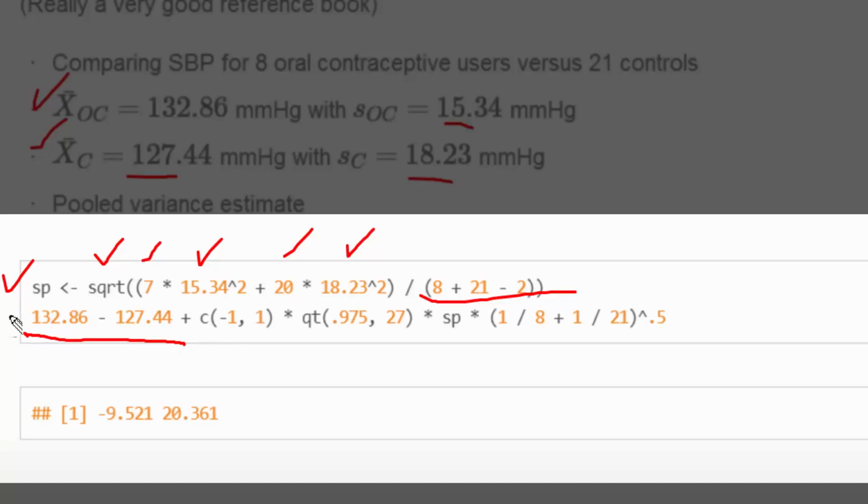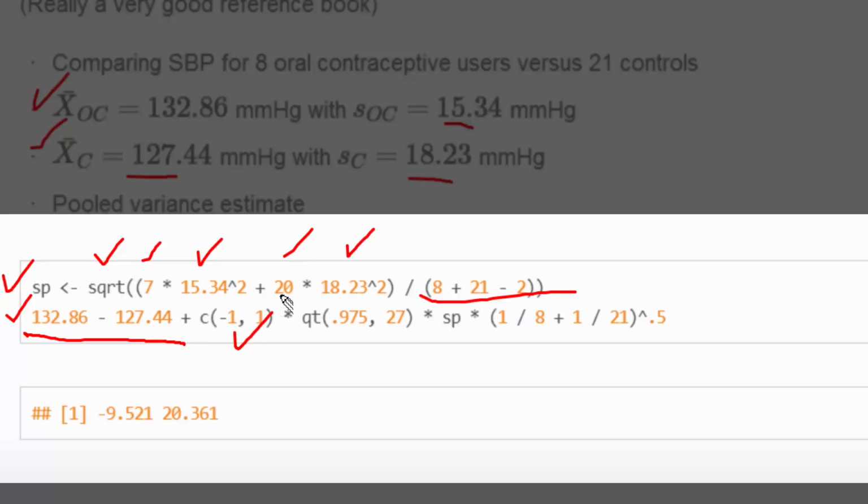Whenever you're doing an independent group interval, you always want to mentally think, which one is the first part of the subtraction? In this case, my oral contraceptive users are the first part. I want to remember that, because you don't want to look silly and suggest that controls have a higher blood pressure than oral contraceptive users when the empirical averages are exactly the reverse, just because you reversed the order in which you were subtracting things.